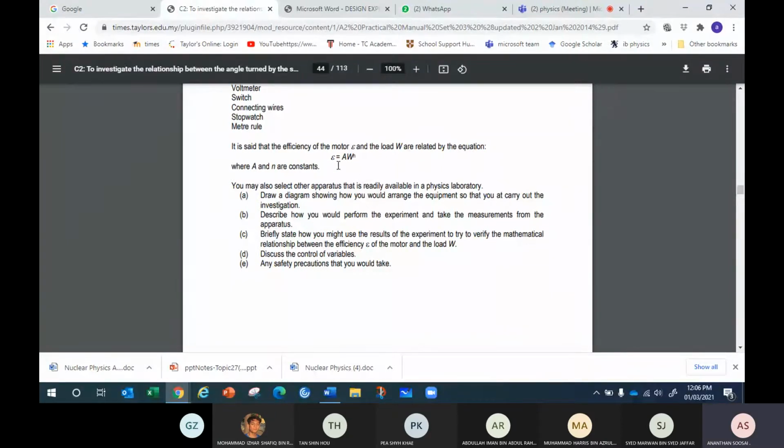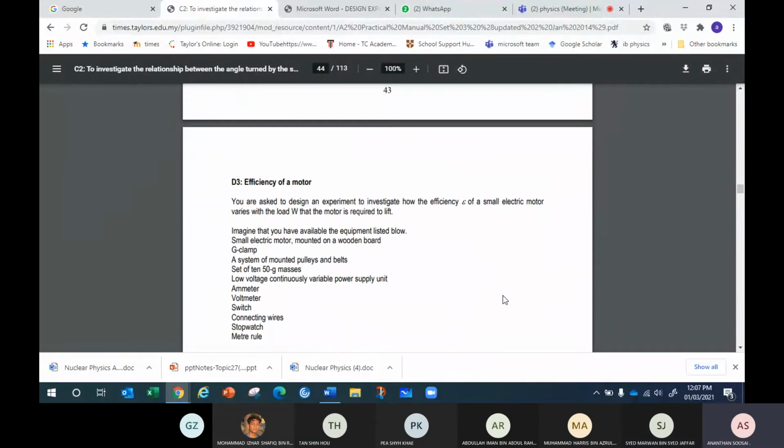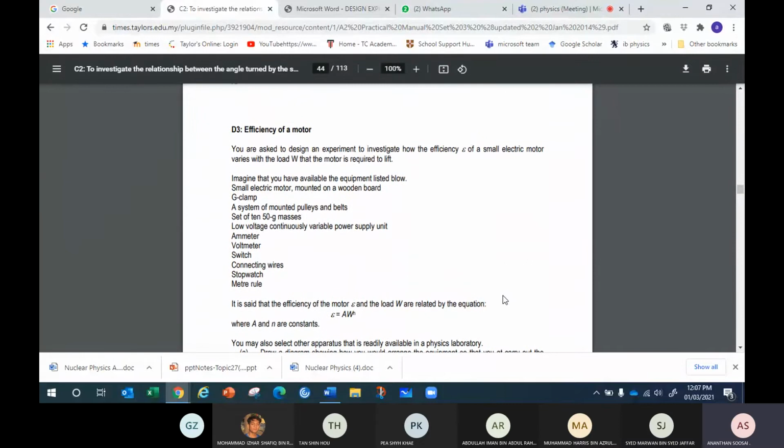How can you prove it? How do you find efficiency? Efficiency is power output over power input. What instrument do you use to calculate input power and output power?